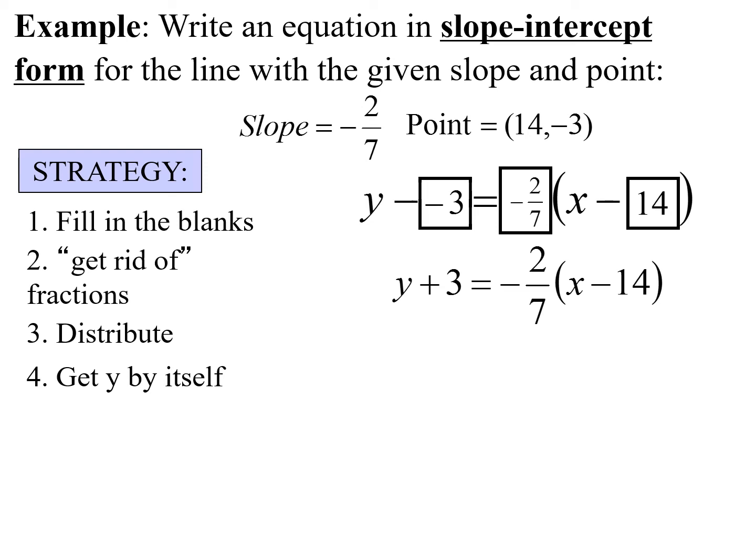Now to get it in slope-intercept form, I need to get rid of the parentheses, and I need to get y by itself. So in order to get rid of the parentheses and make this a little bit easier, let's get rid of the denominator of 7. I'm going to multiply both sides of the equation by 7.